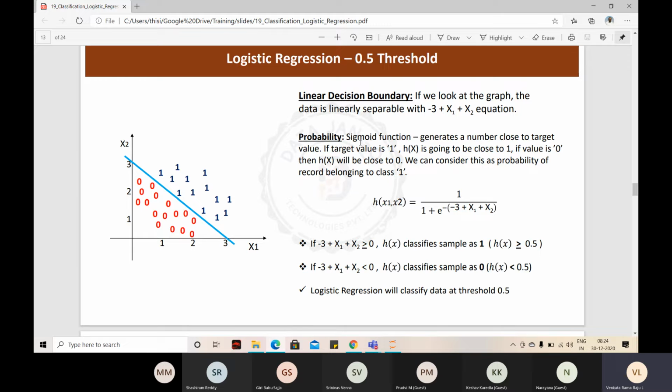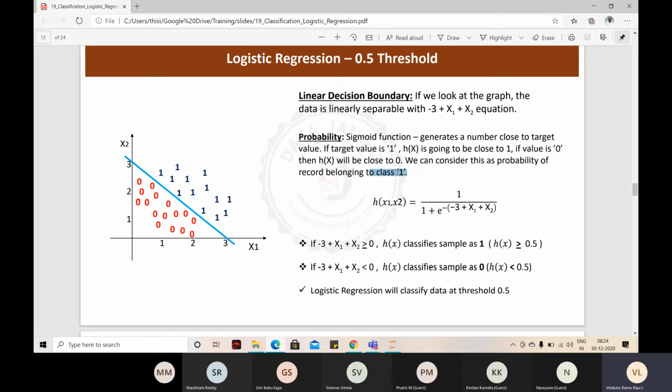So when the sigmoid function generates a number close to the target value. If the target value is 1, whatever I explained right now, h of x is going to be close to 1. If the value is 0, then h of x is going to be close to 0. We can consider this as the probability of a record belonging to 1. Whatever the number, the probability given is the probability of the record belonging to 1.